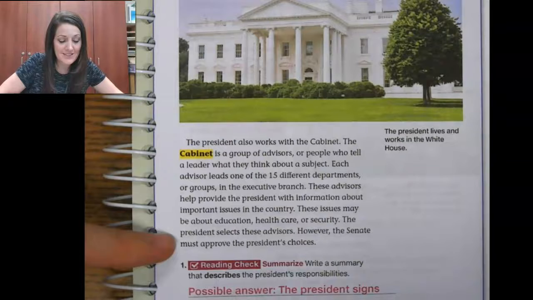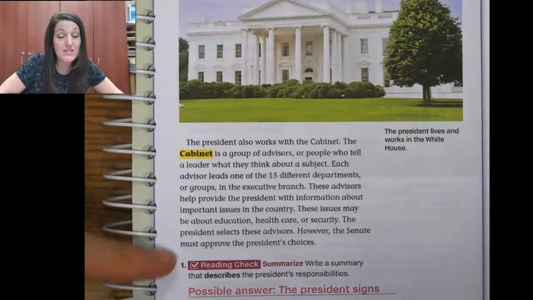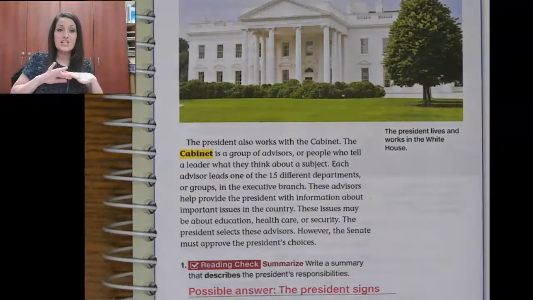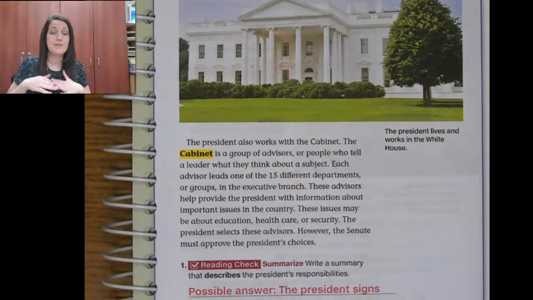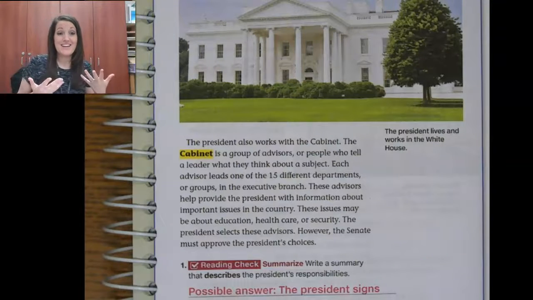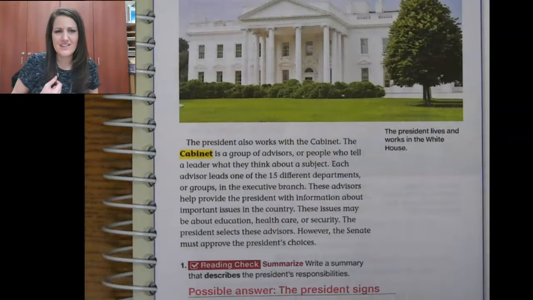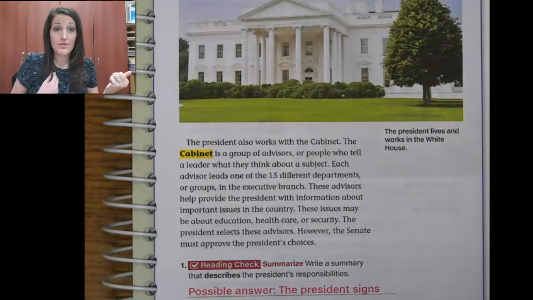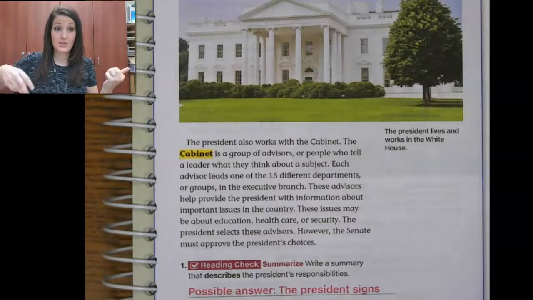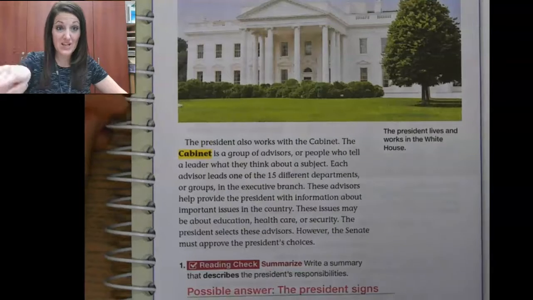The president selects these advisors. However, the Senate must approve the president's choices. So the president wants to be able to get along with and respect their cabinet, so they get to pick them. But if they say, oh, I'm going to have this person be my leader of education, and then the Senate is like, that person's not a good choice, then they can say no, although they didn't with Betsy DeVos. So not sure what happened with that situation, but I digress.